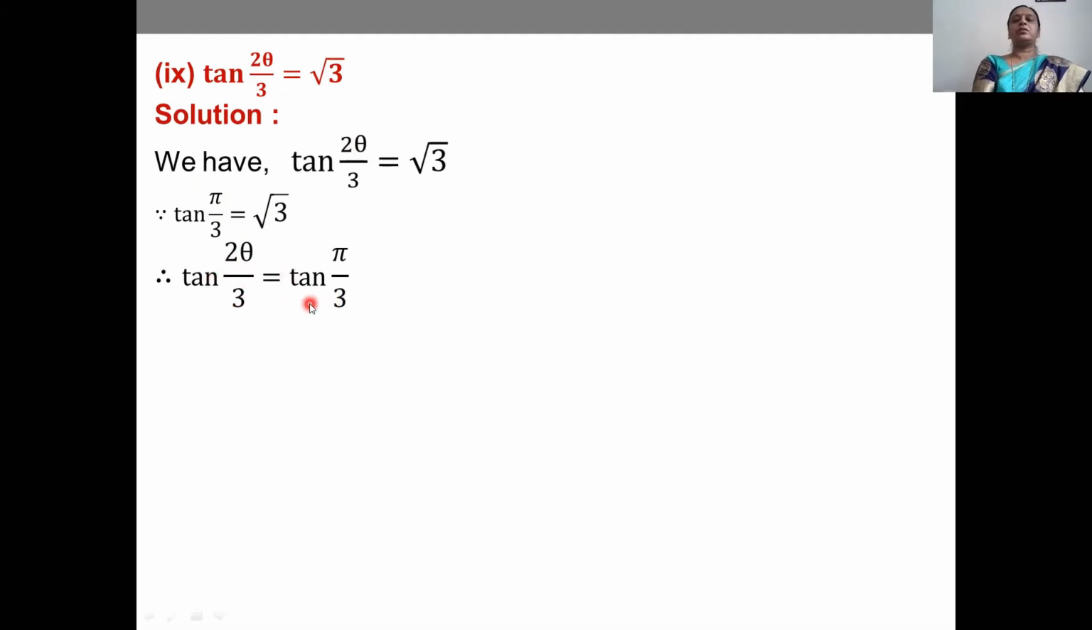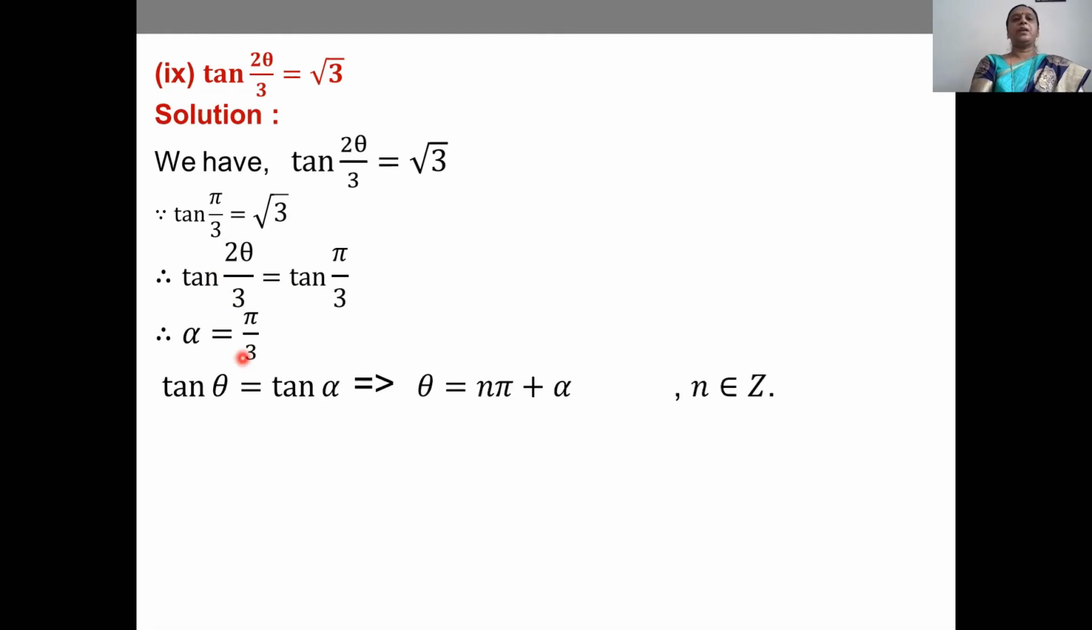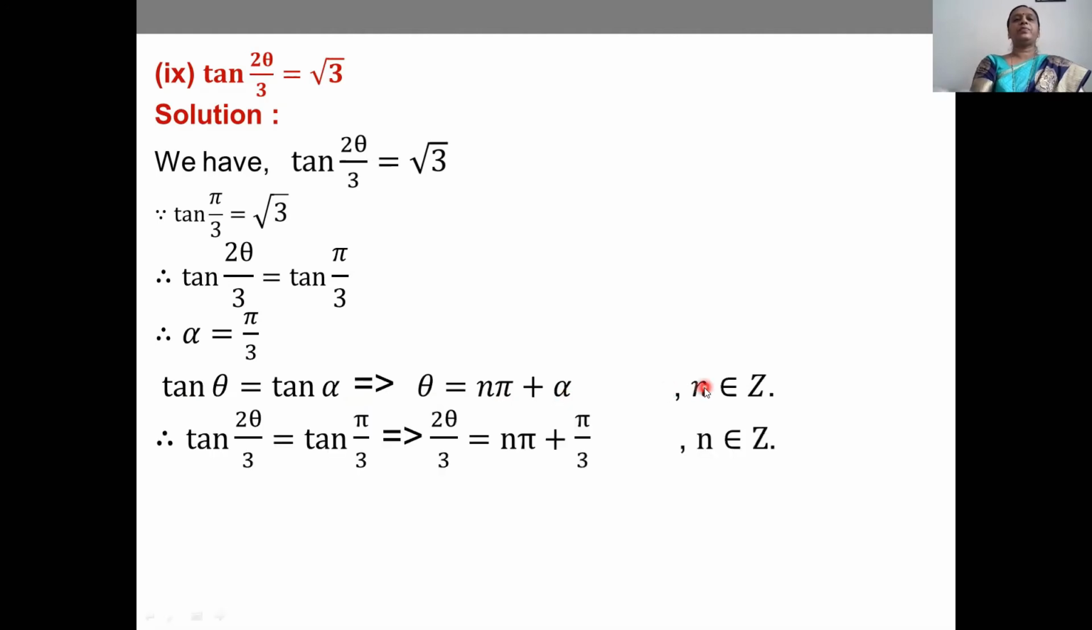Now this equation is of the type tan θ = tan α, where θ is 2θ/3 and α is π/3. If the equation is of the type tan θ = tan α, then this implies that the general solution will be θ = nπ + α, where n belongs to Z. Now this equation tan(2θ/3) = tan π/3 implies that the general solution will be 2θ/3 = nπ + π/3, n belongs to Z.